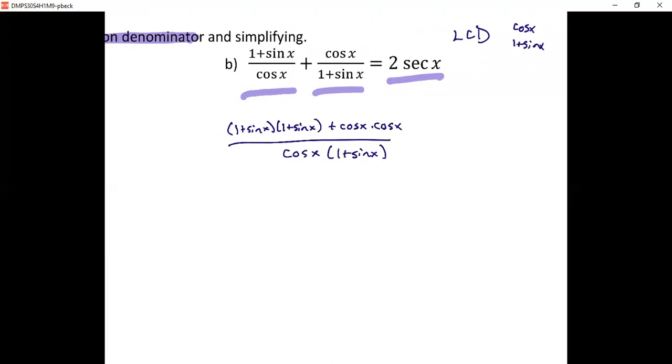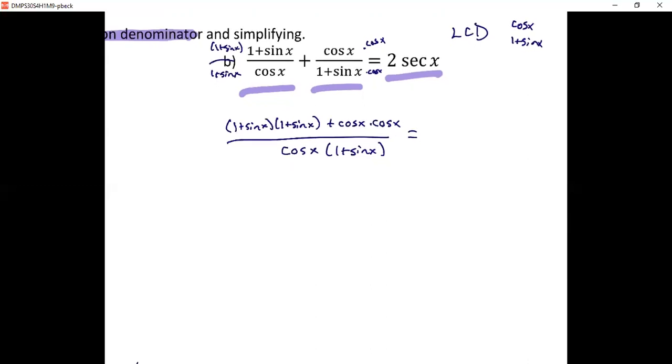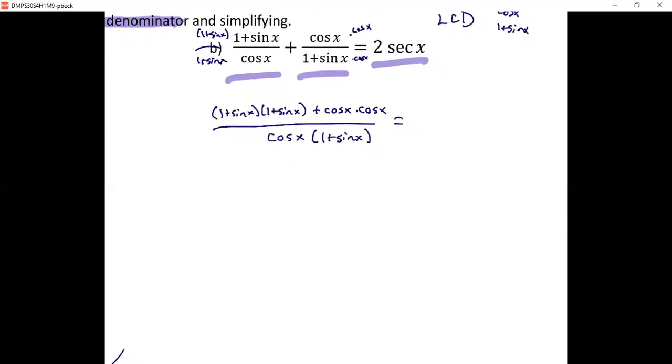Now, for those of you who wondered, I multiplied by cosine over cosine, the creative 1. I multiplied this by 1 plus sine over 1 plus sine, which again is that creative 1. And so where do I go from here? I don't see any way of avoiding foiling through.